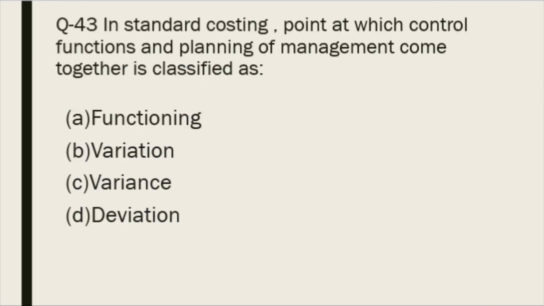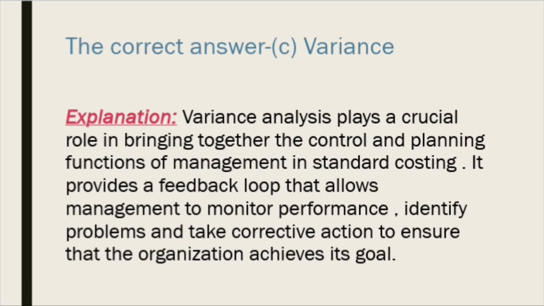In standard costing, the point at which control functions and planning of management come together is classified as: functioning, variation, variance, or deviation. The correct answer is variance.